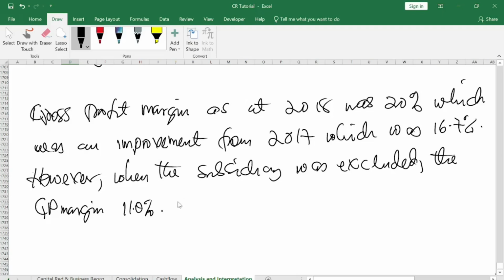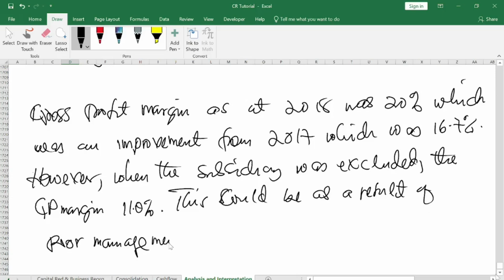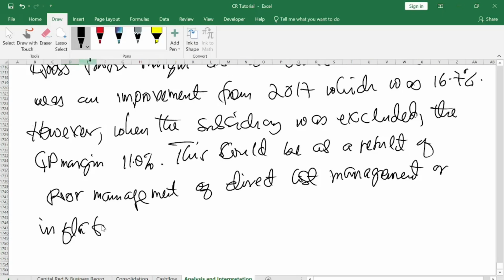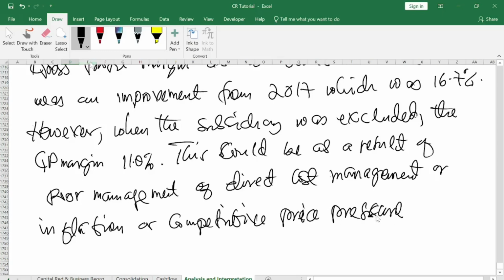So you can suggest that this could be as a result of poor management of direct cost, or inflation, or maybe competitive price pressure from the market.